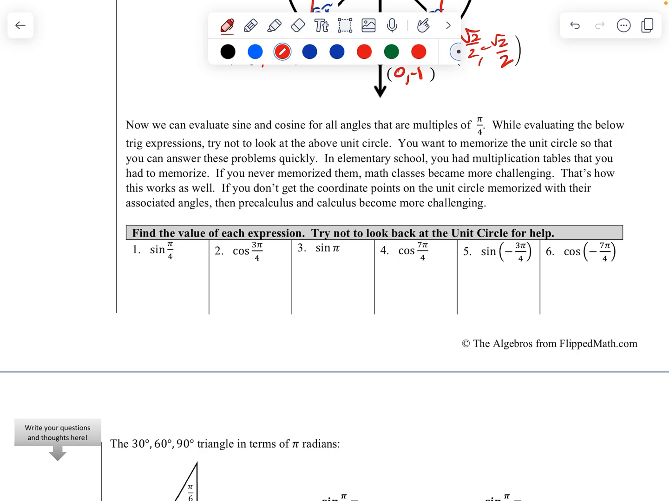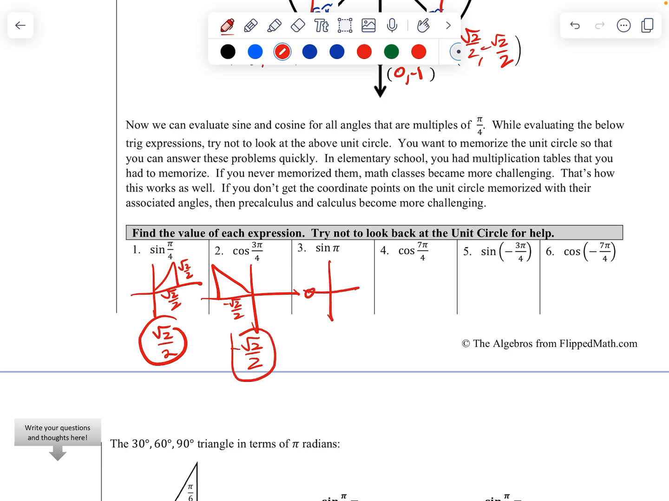So, okay, if you did pi over 4, you should recognize that that's in this quadrant, so it would be positive root 2 over 2. 3 pi over 4, our x value would be negative root 2 over 2. Pi right here, so our y value is 0. 7 pi over 4, 1, 2, 3, 4, 5, 6, 7. And that's our cosine, so x value.